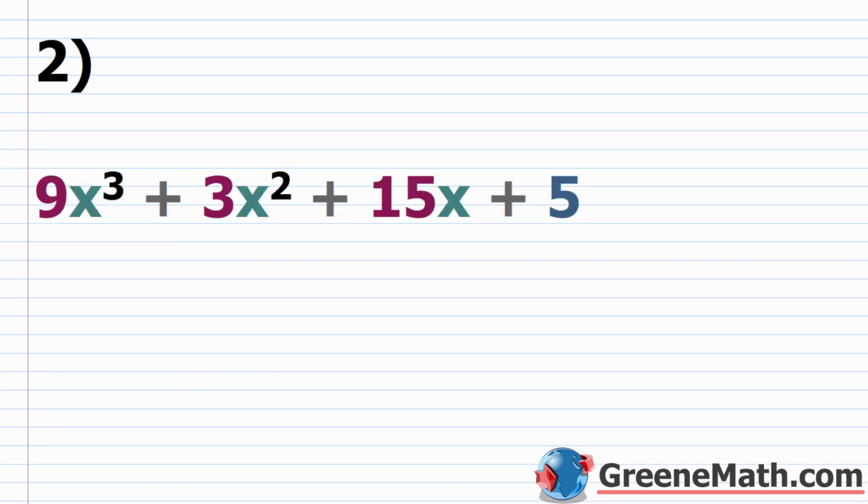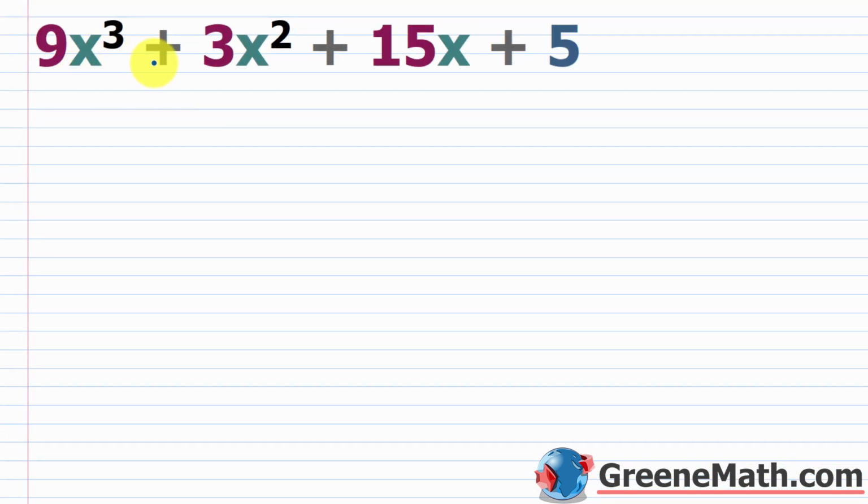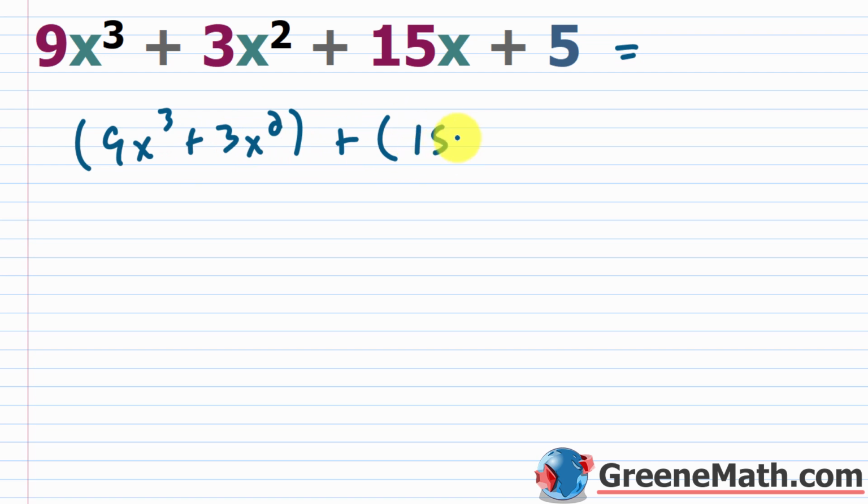Okay, let's look at the second problem. So we have this 9x cubed plus 3x squared plus 15x plus 5. My greatest common factor between the four terms is 1, so you don't have to do anything there. Just arrange this into two groups with two terms in each group. And so I'm just going to pick the first two, so 9x cubed plus 3x squared. Say that's a group. Second two will be a group.